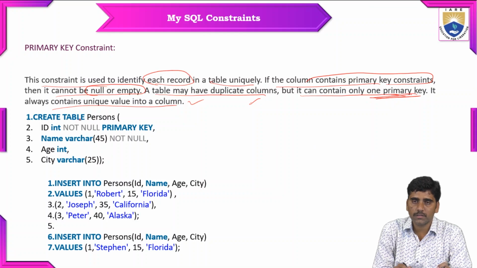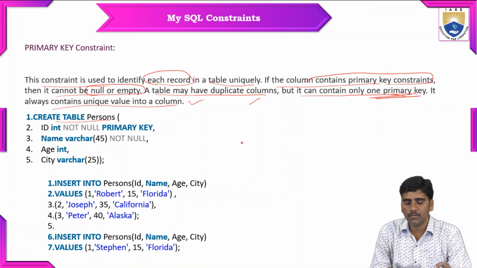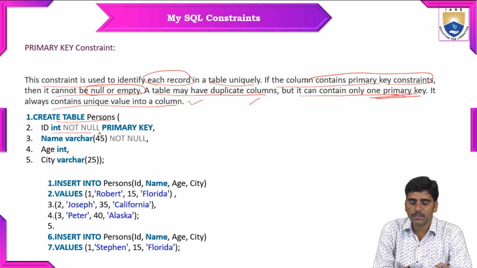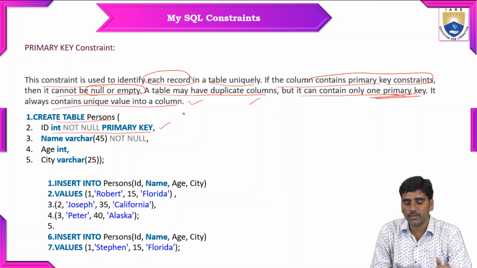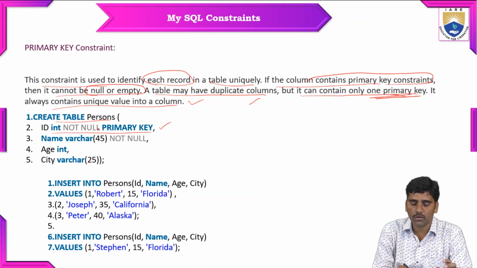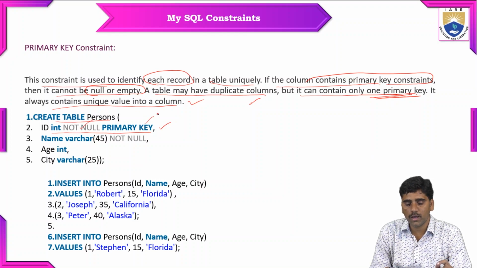Let us take an example. Create table persons, id int not null primary key. So id is the column name, to which both constraints, not null as well as primary key, are applied. That means the column should have some value, and that value is also a unique value.